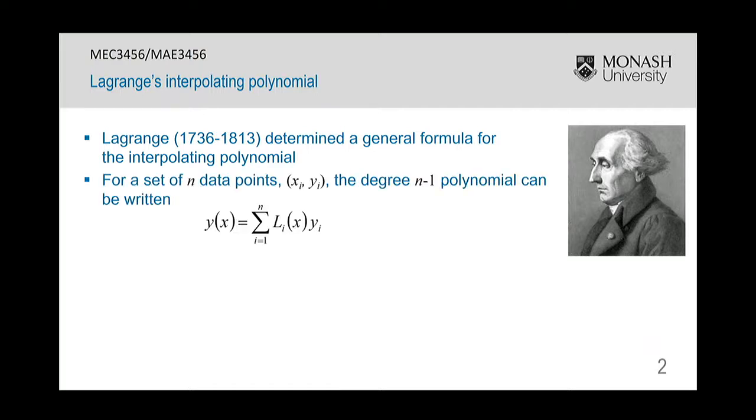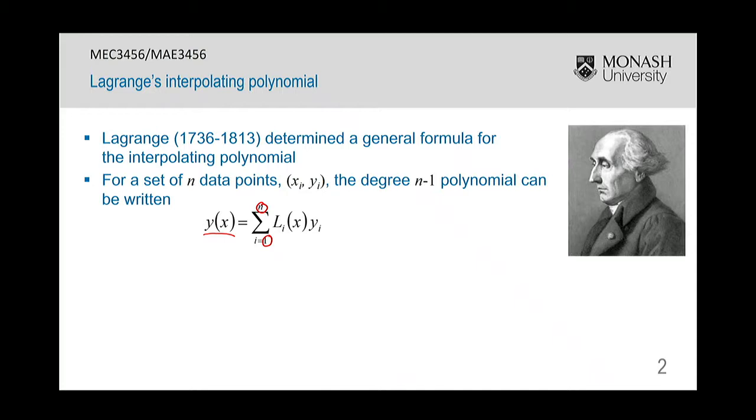So, if we have a set of n data points, xi, yi, we can fit a degree n-1 polynomial to these data points, and we write it in the following fashion. Our interpolating polynomial y of x is equal to a sum of terms. The sum goes from i equals 1 to n. So if we have n data points, there's n terms in this expression.